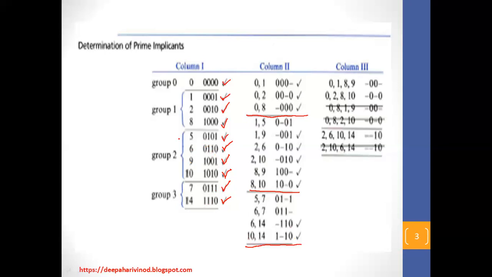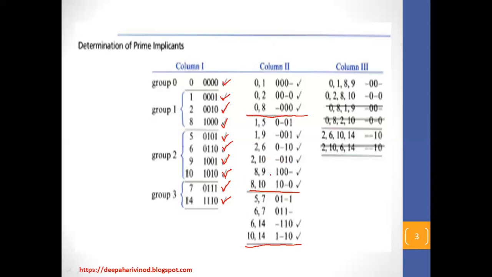Next, start comparing. That is 0, 1 with 1, 5. Can you check whether you can compare this one with this one? No, it is not possible, isn't it? So go for 0, 1, 1, 9. It is also not possible. 0, 1, 2, 6 also not possible. 0, 1, 2, 10 is also not possible.